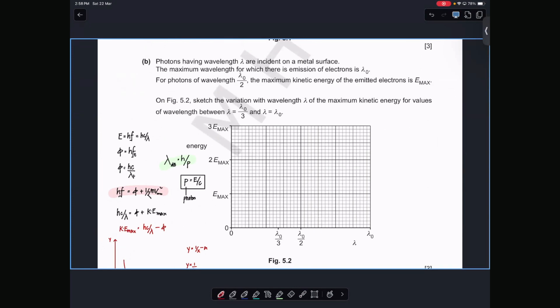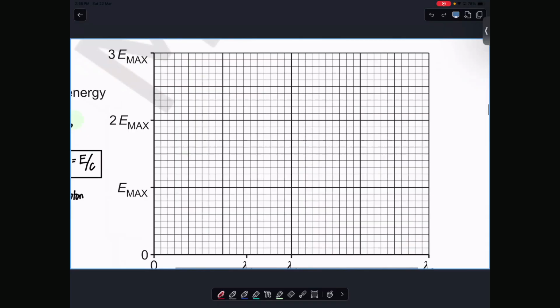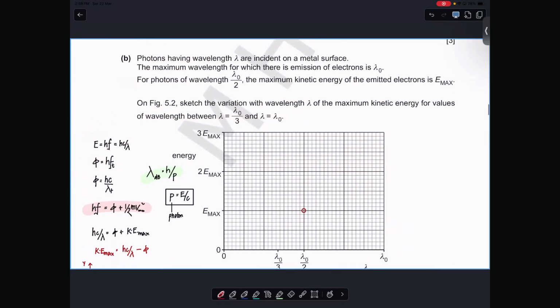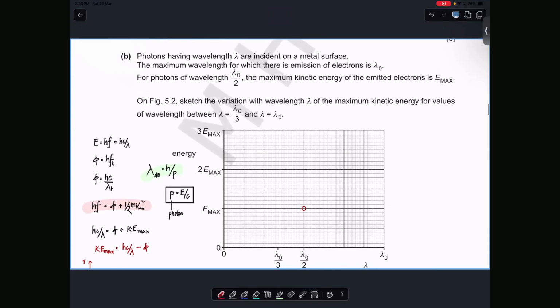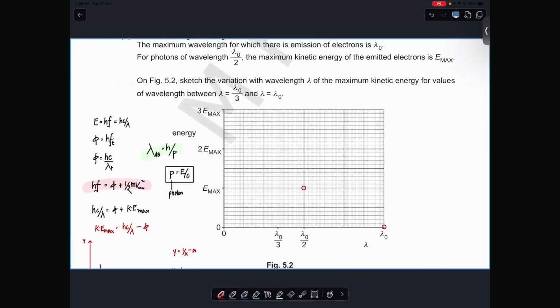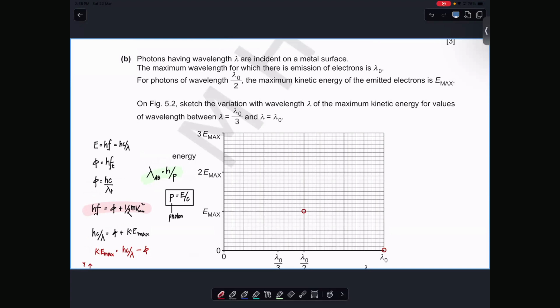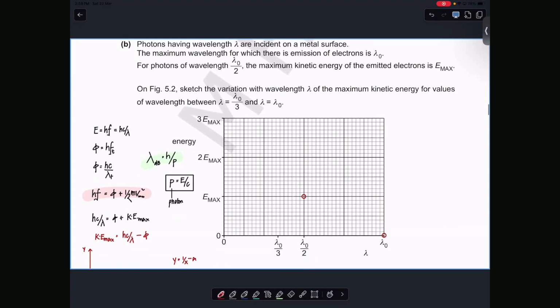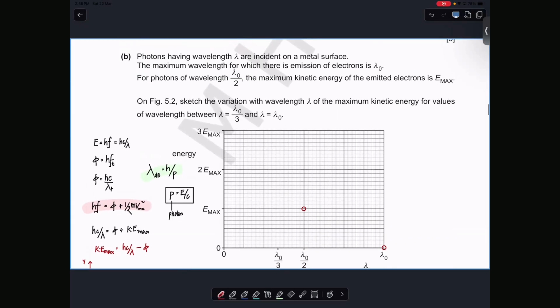I can't plot it, just trying to see something. Lambda, okay. The photon of wavelength lambda by 2, K is this, right? K max, this. Then it says the maximum wavelength for which there is emission of electron is lambda. That means it comes here, so there's no K for them. Maximum wavelength for which there is emission. And I have to find lambda not by 3. Sketch a variation for lambda not by 3.